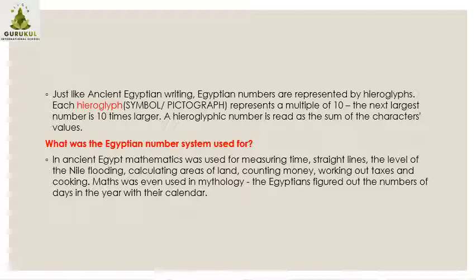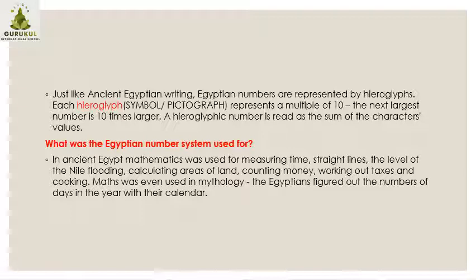Each hieroglyph represents a multiple of 10. Multiples of 10 means 10, then 100, then 1000, 10,000, 1 lakh, 10 lakh, like this. So the next largest number is 10 times larger. If 10 is the number, then the 10 times larger number is 10 multiplied by 10, which becomes 100. Then 100 multiplied by 10 becomes 1000, and so on. A hieroglyphic number is read as the sum of the characters or values. We'll learn how to do it afterwards.